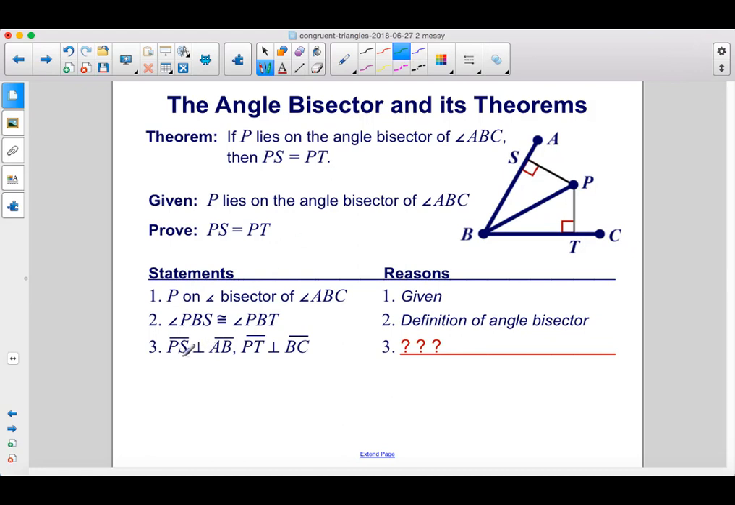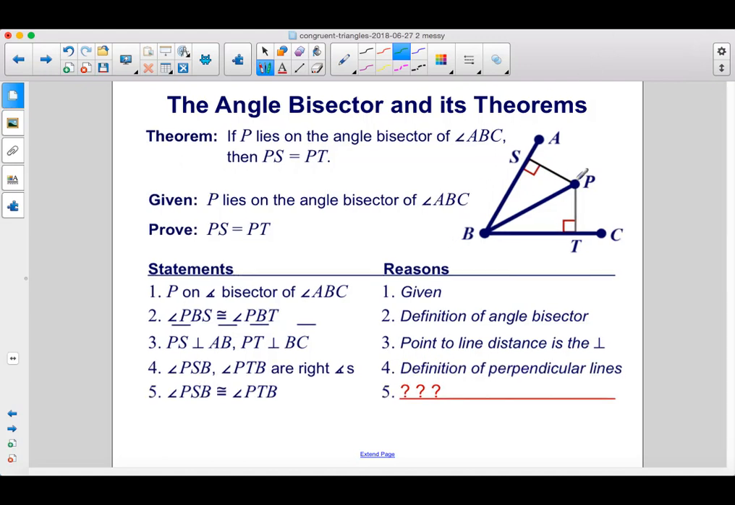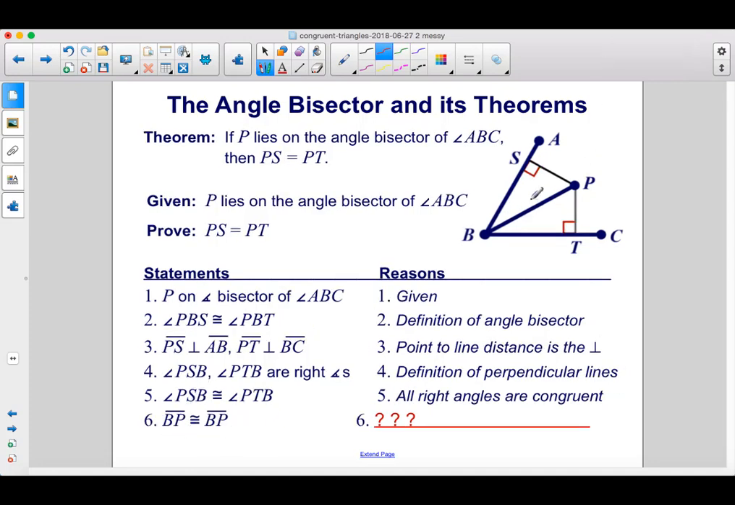All right, now we have PS is perpendicular to AB, and we see that with this little square here representing the 90-degree angle, and PT is perpendicular to BC, and we also have that right angle right there. We know that these angles are right angles because that's the definition of perpendicular lines. Angle PSB here is congruent to angle PTB here because all right angles are congruent. BP is congruent to BP due to the reflexive property of congruence.